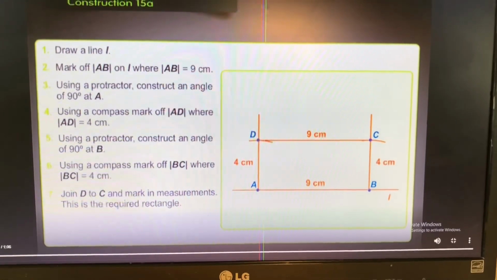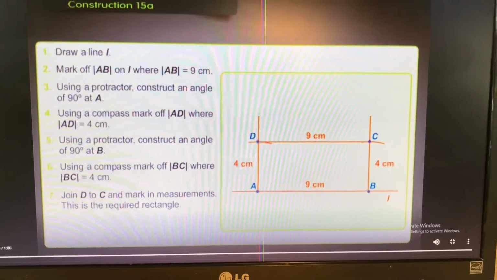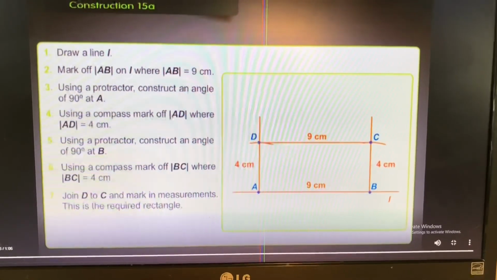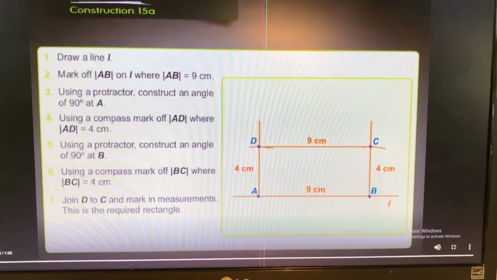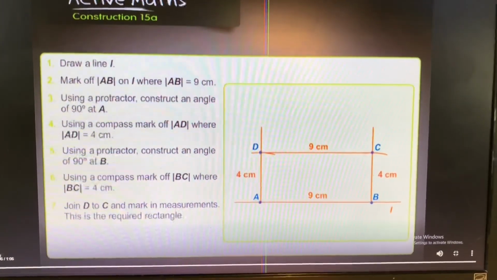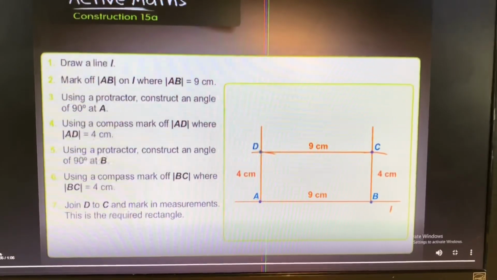So on the screen right now is the notes that I would like you to draw into your notes copy, including the written steps. Please be sure to have a title, Construction 15, Rectangle.